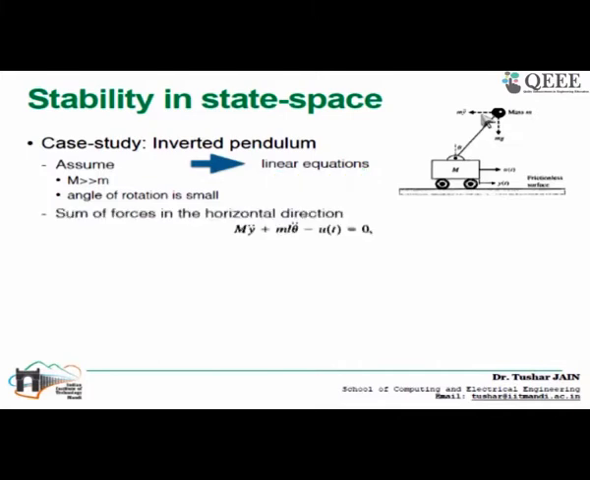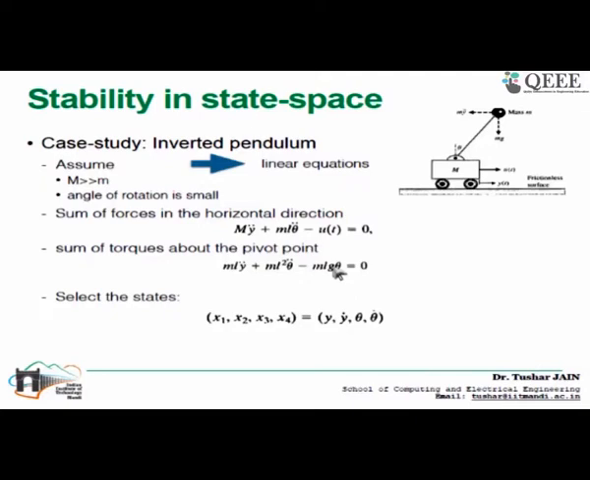You can write the basic equations from the mechanics of this problem. We have the sum of forces in the horizontal direction for both the masses, and the sum of torques about the pivot point. We come up with these equations, and these two equations are required to write the dynamics of the whole system.